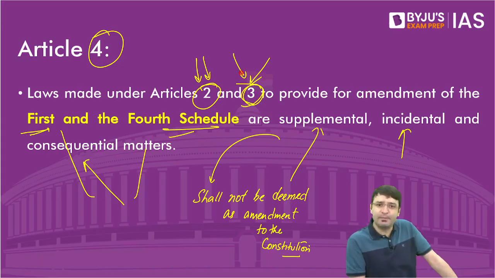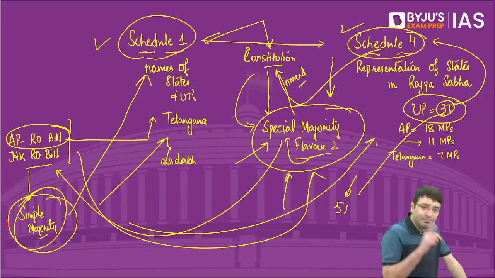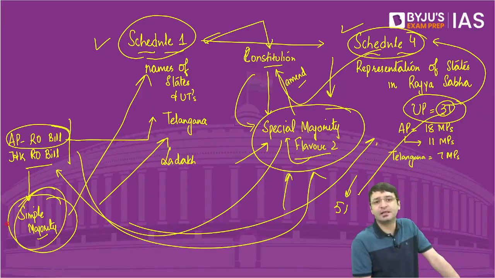When it is not an amendment, that means you don't need a special majority. When it is not a special majority requirement, that means by simple majority you can make these changes. That is Article 4 of the Constitution.